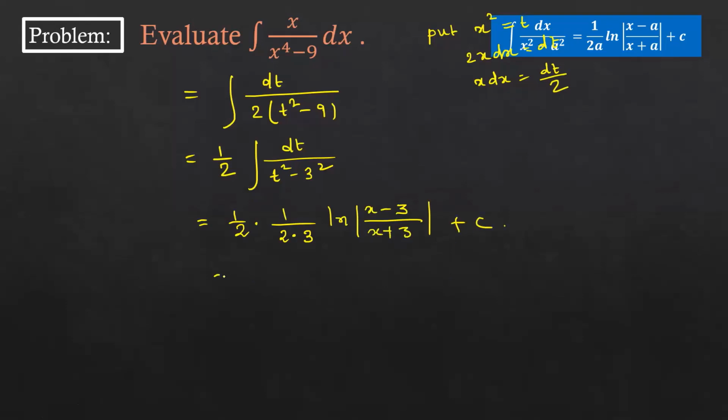Am I right? Yes. That means 1 by 12 into ln of mod of t minus 3 by t plus 3. It will be t, sir. x square equal to t. Oh, it is t. Okay, we have to replace that t again. This is t and this is the x square term, and it will give you the answer. That means ln of x square minus 3 by x square plus 3. That is the usage of substitution. By substituting something, you can make the integration easier.